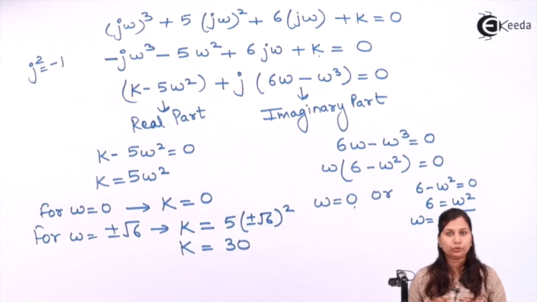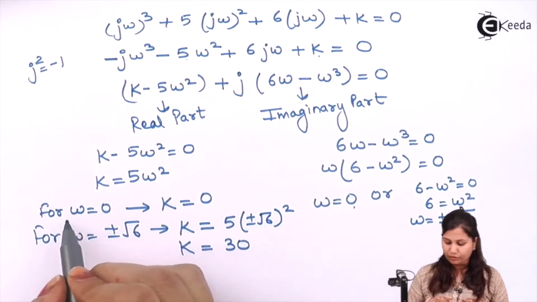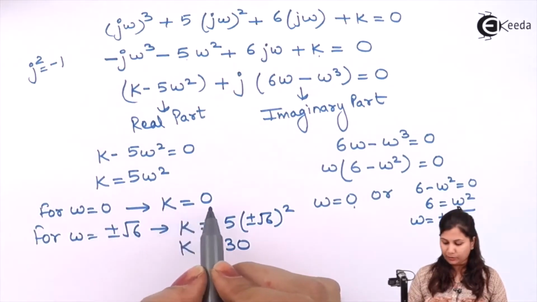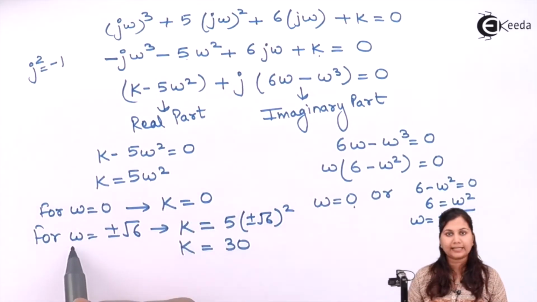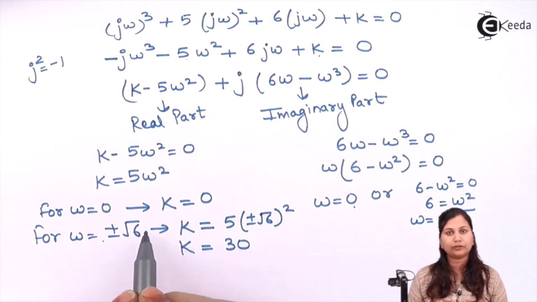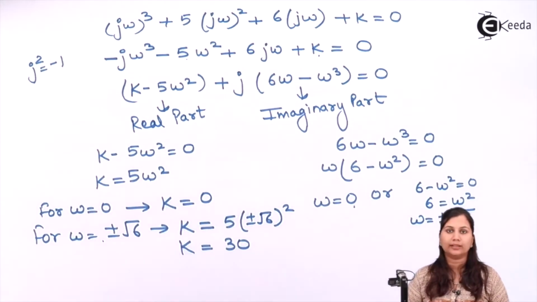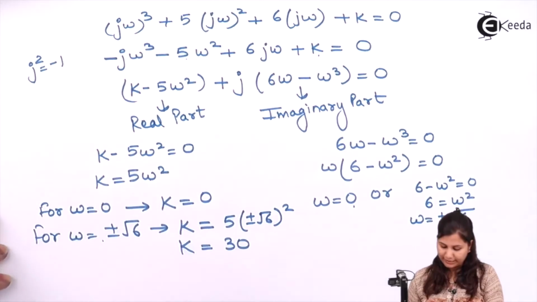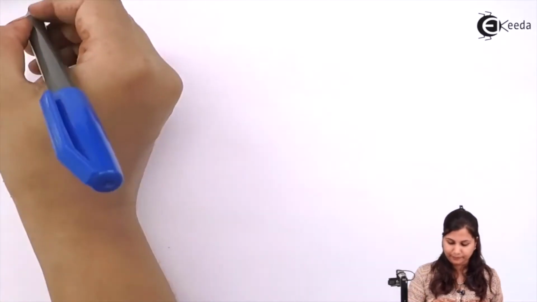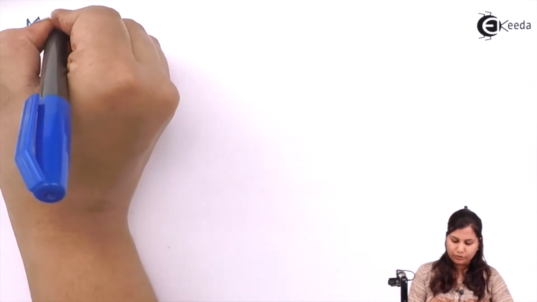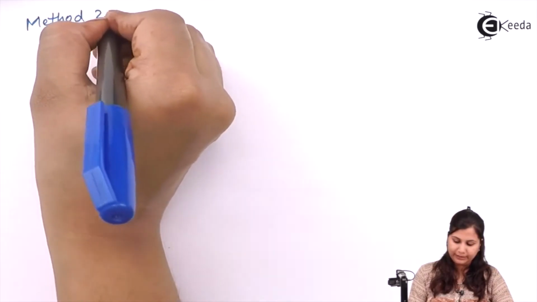So we have got two values. One is for omega equals to 0, K equals to 0, and the second is omega equals to plus minus root 6 and K equals to 30. So this was the first method to obtain the intersection point. Now the second method is using the Routh stability criteria.